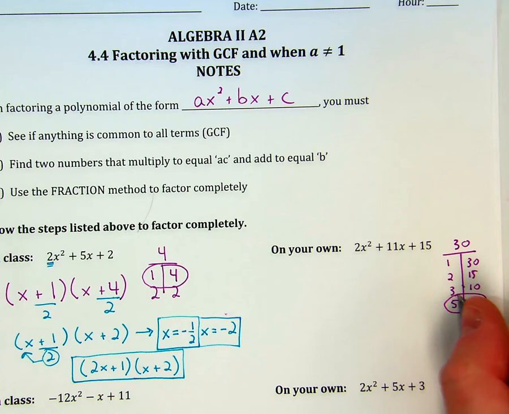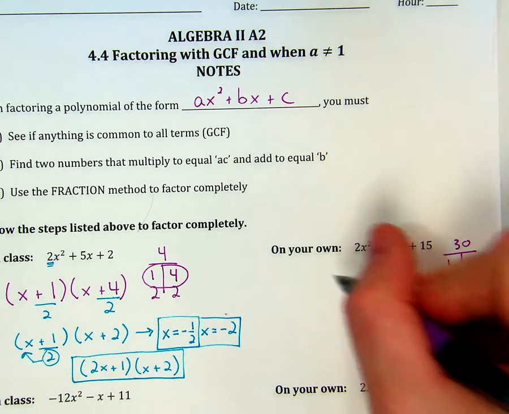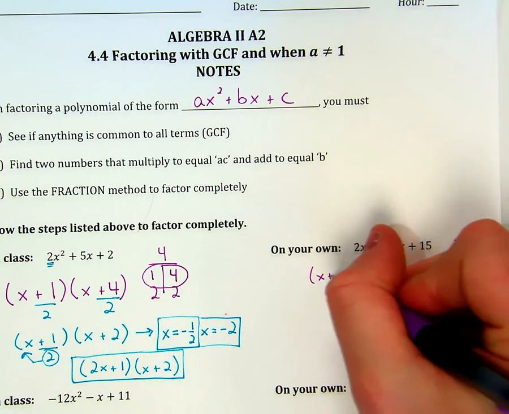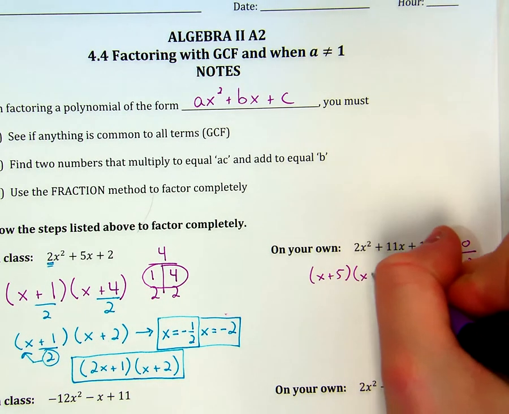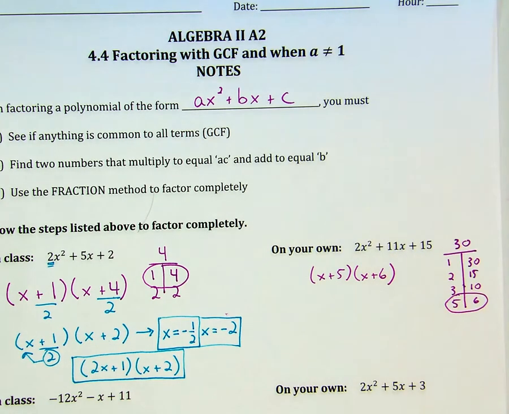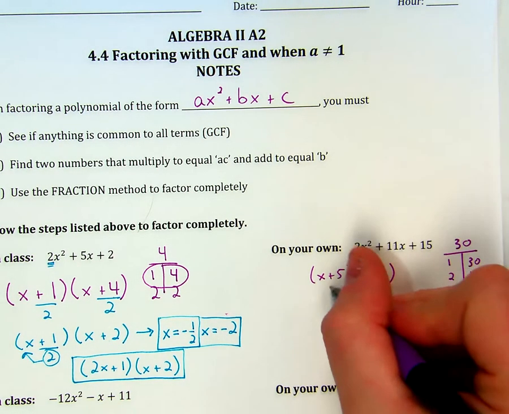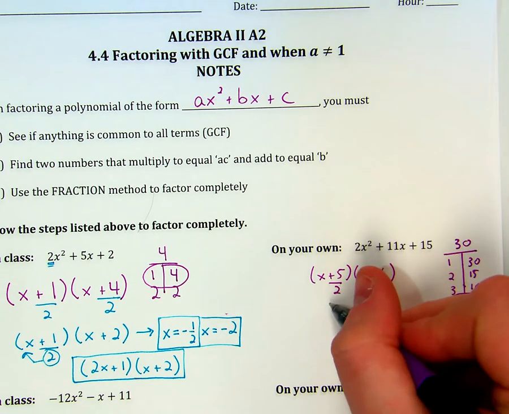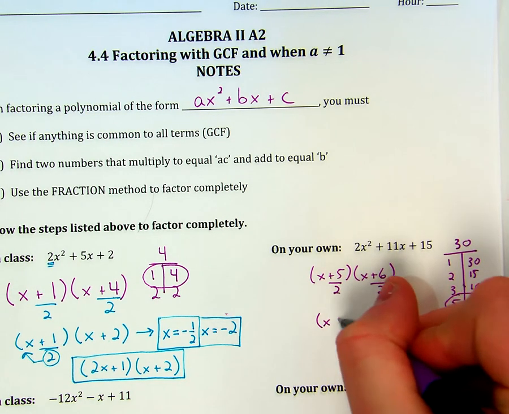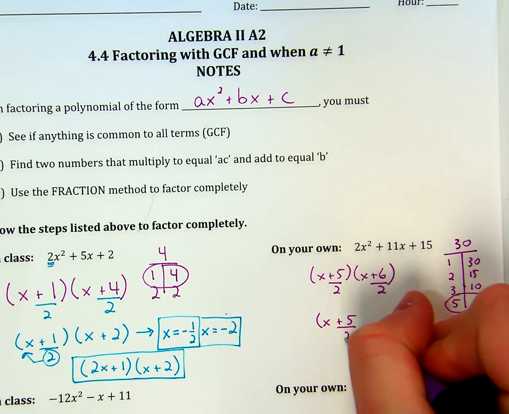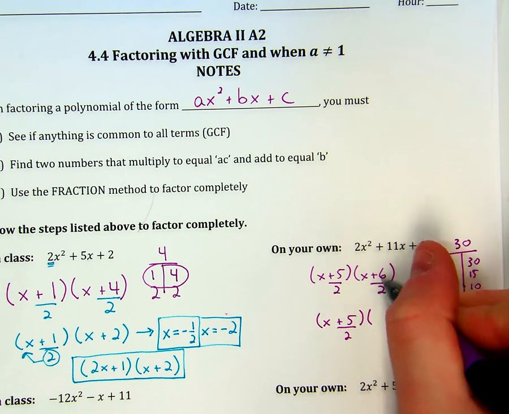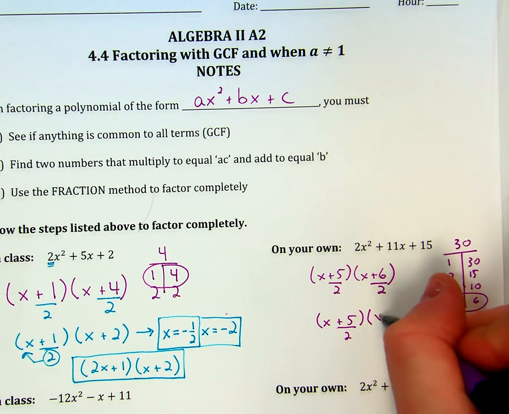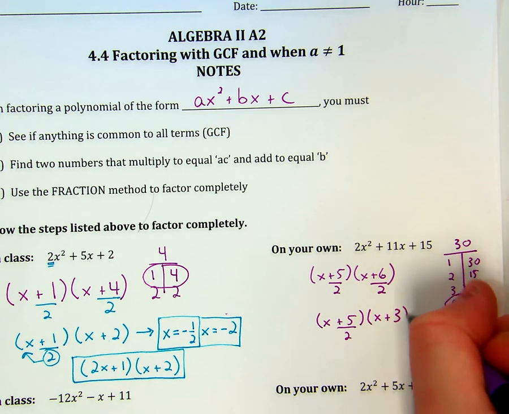5 and 6 add to 11, so those are the factors we'll be working with. x plus 5 and x plus 6. The original a value is 2, so we're going to bring it down to make fractions. 5/2 is already simplified, so we're going to keep it as x plus 5/2. 6/2 simplifies to 3, so we're going to rewrite it as x plus 3.